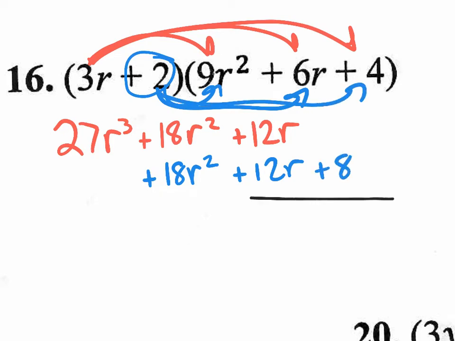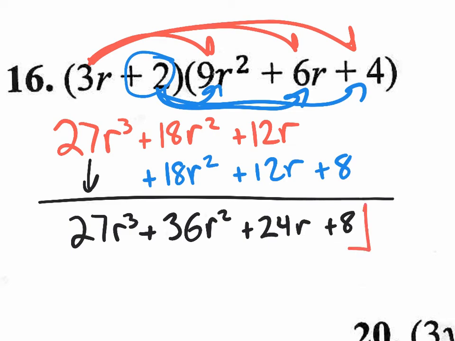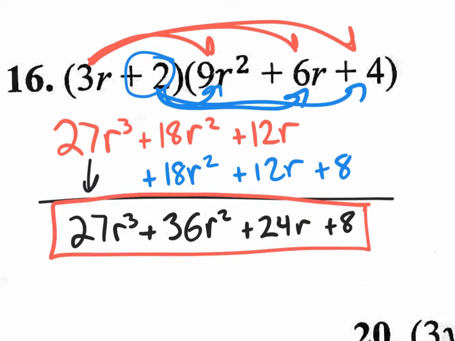And now let's combine them. The 27r to the third comes down. The 18 plus 18 is 36 of those r squares. 12 plus 12 is 24 of those r's. And the plus 8 comes down. And that's our answer, a cubic polynomial.